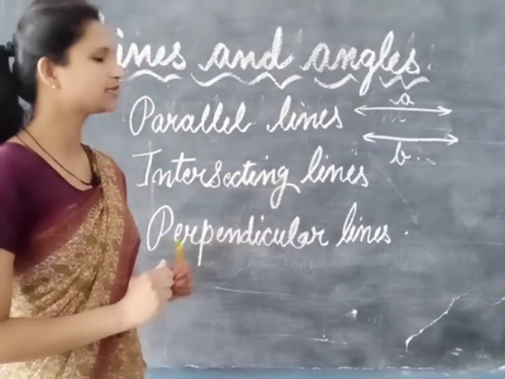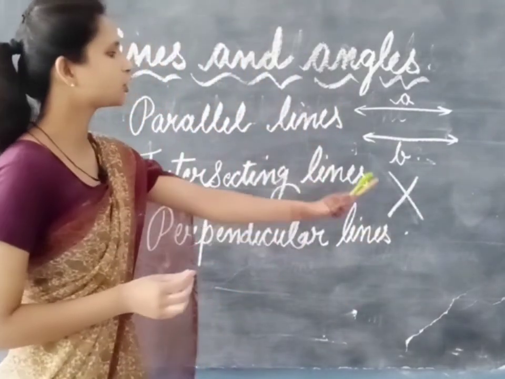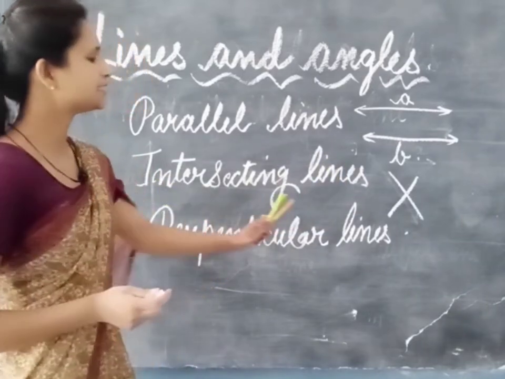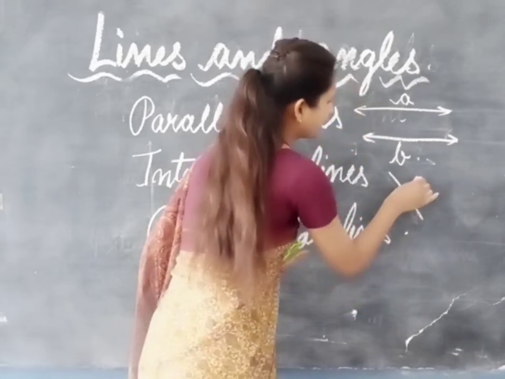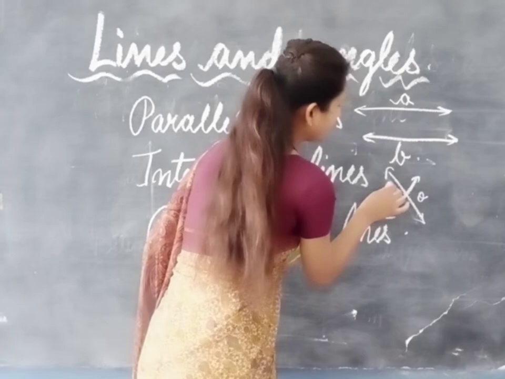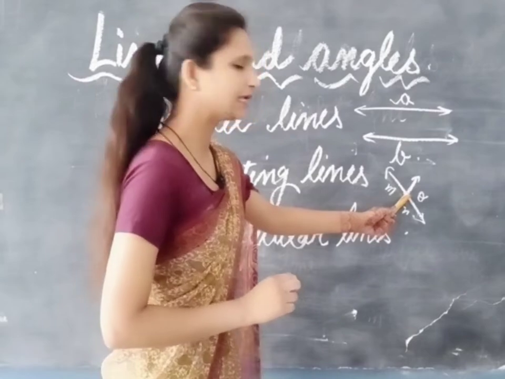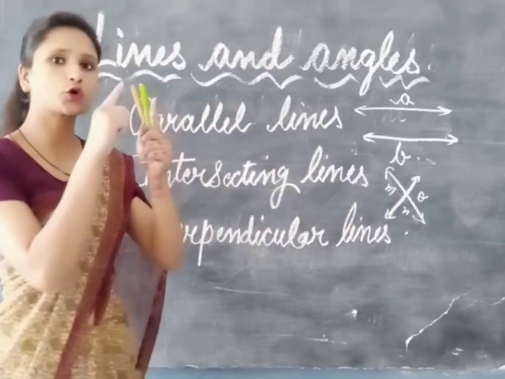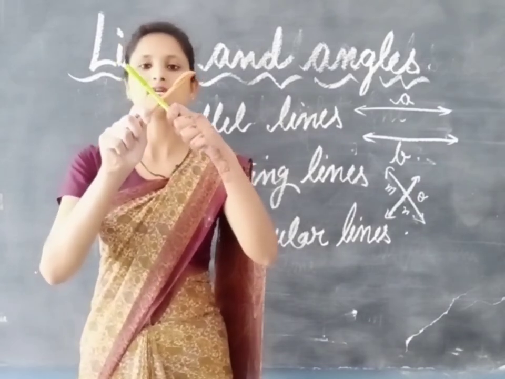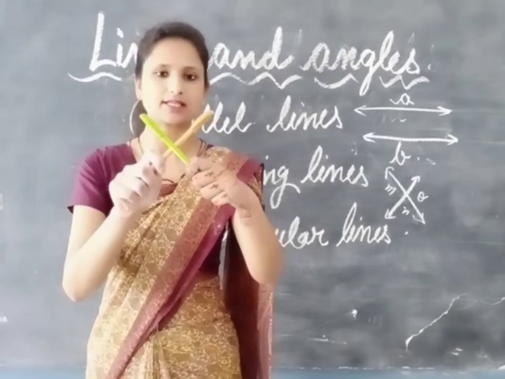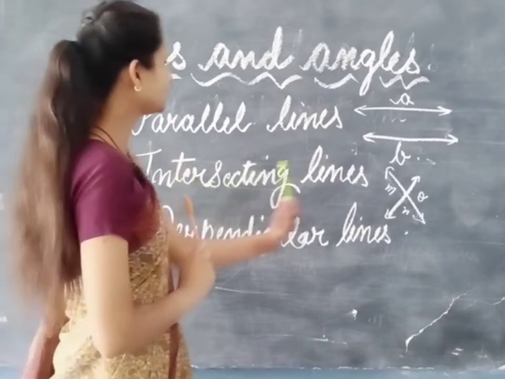What are intersecting lines? The lines that cross each other are called intersecting lines. Suppose these are crossing at point O, and it is line M and line N. Lines M and N are meeting at point O and crossing each other. Crossing is also called intersecting. That is why they are called intersecting lines.